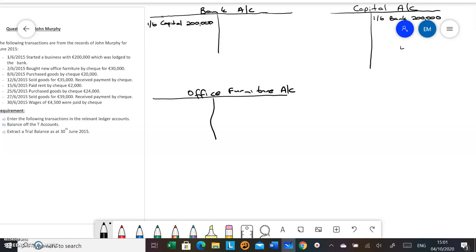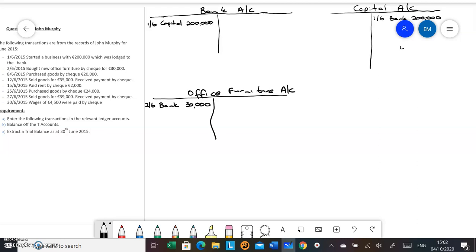An asset is a debit balance, so that will go in as a debit balance into the furniture account, and it was paid for by cheque, which is by the bank. €30,000, that is a debit balance. For every transaction, you need to have an equal and opposite transaction. So for this transaction, it's the debit the office furniture account, and the credit side of that will represent a reduction of the bank balance. And when you're reducing your bank balance, it is a credit entry.